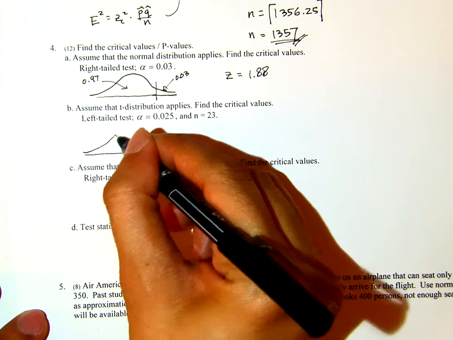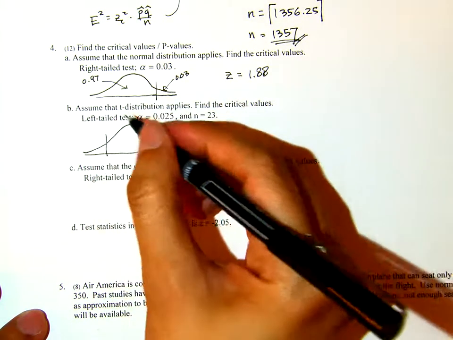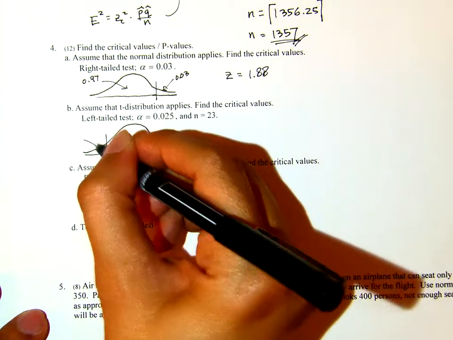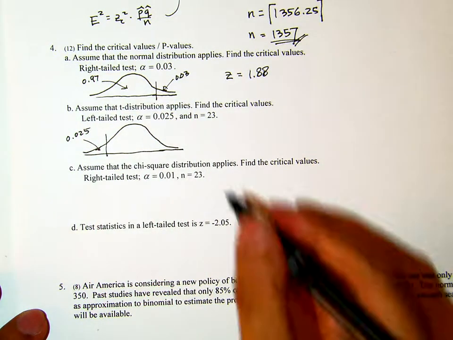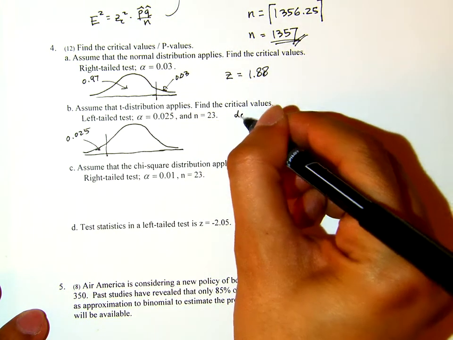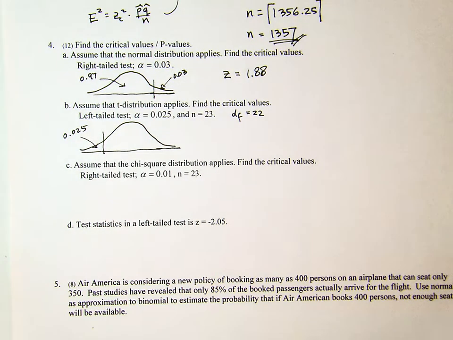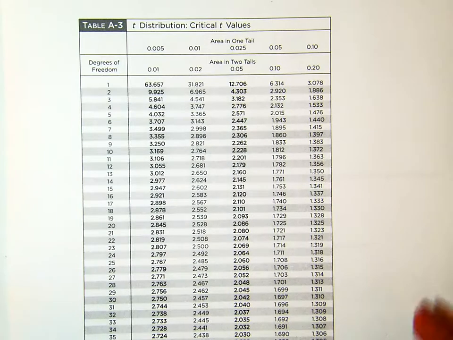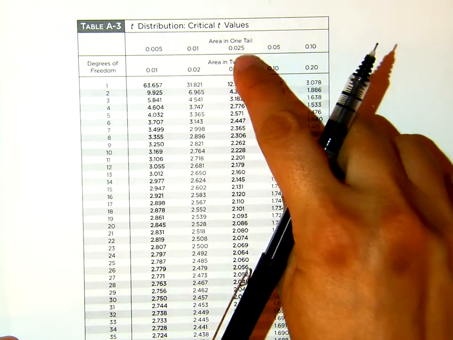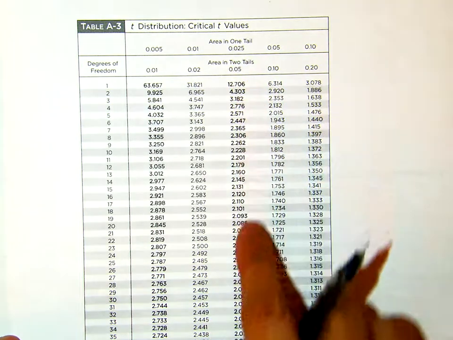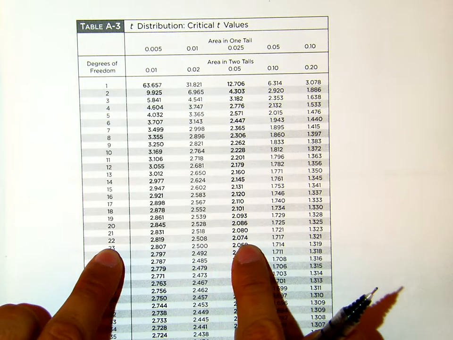Part B, assume the t distribution applies, find the critical value. Let's sketch the t distribution approximately like that. It's a left tail test with alpha 0.025. Okay, and then n is 23, which means the degrees of freedom is 22. Now let me grab my t distribution table. Area in one tail is 0.025, and the degrees of freedom is 22.